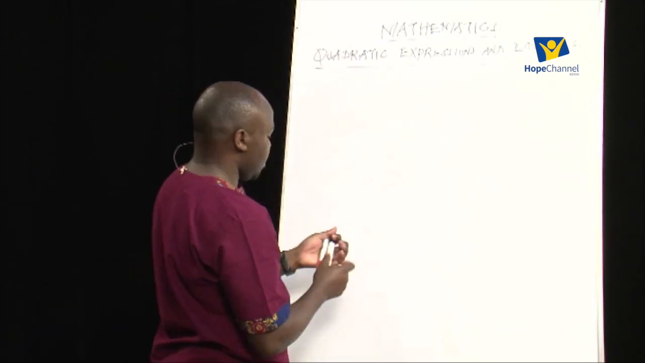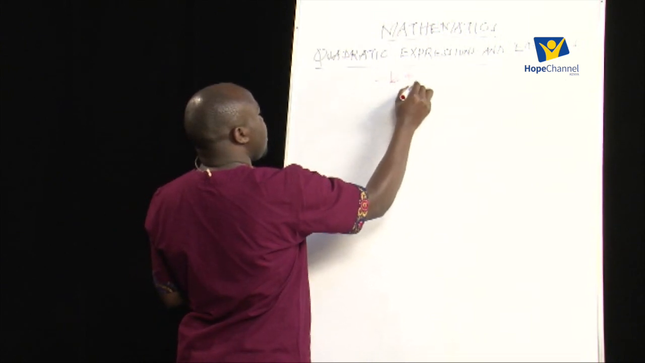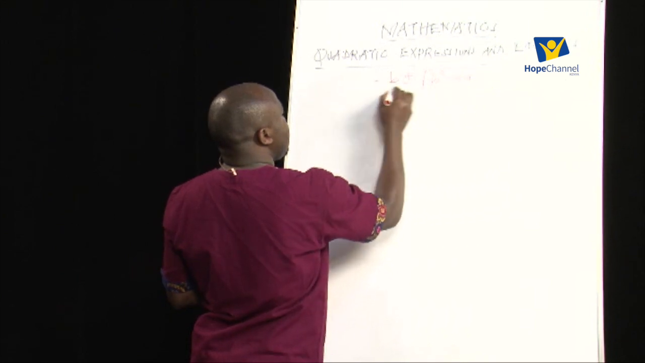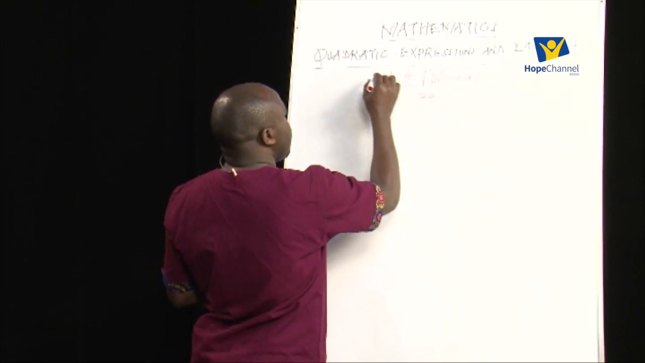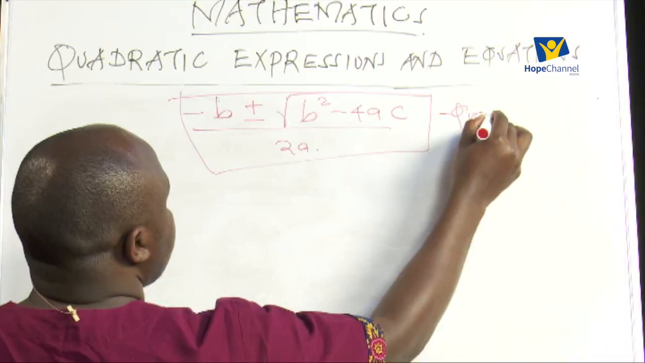The quadratic formula is x equals negative b plus or minus the square root of b squared minus 4ac, all over 2a. So this is the quadratic formula.